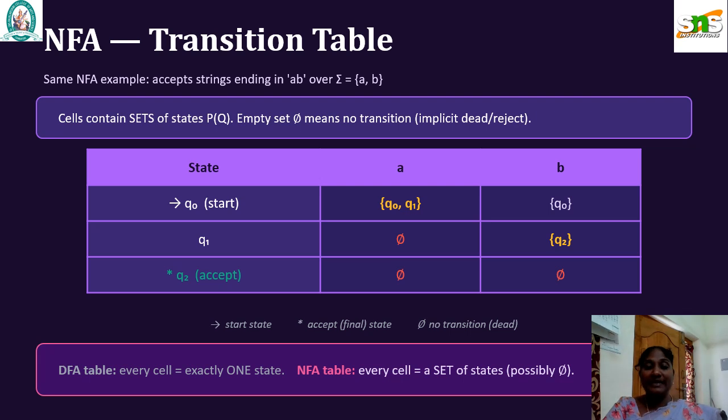When Q1 reads A, there is no transition. When Q1 reads B, it goes to the Q2 state. Q2 is the final state or accept state. When Q2 reads A or B, there is no transition. So these are the two types of notation to represent the NFA.